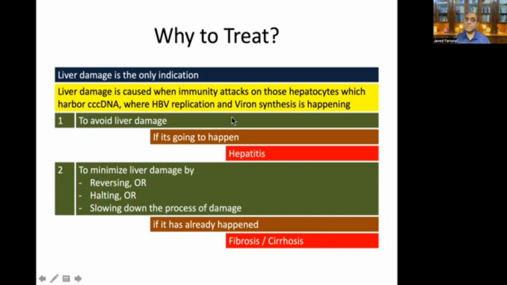So to summarize the whole thing, liver damage is the only indication for antiviral treatment. If the patient has hepatitis, the liver damage is going to happen, so the aim in this category will be to avoid liver damage. But if a patient's liver is fibrotic or cirrhotic, the damage is already done, and here the indication will be to minimize liver damage by reversing, halting, or slowing down the process of damage. If my patient is in the HBeAg positive infection phase or HBeAg negative infection phase, and the inflammatory process is on, we need to start these patients on antiviral treatment.